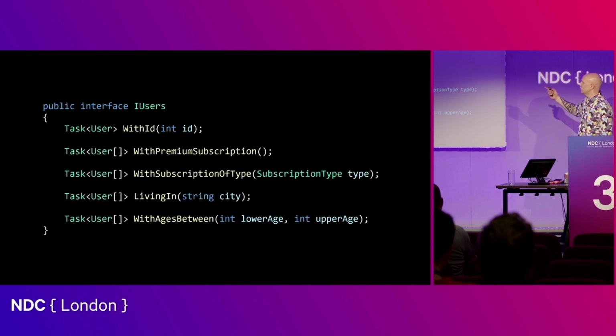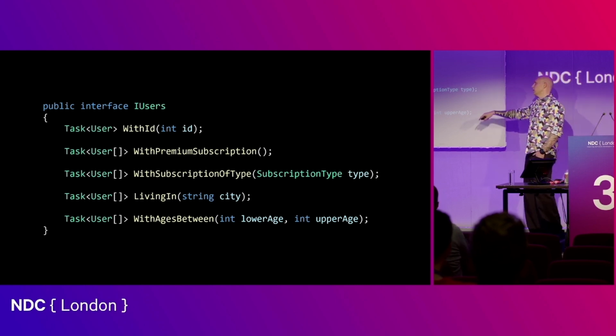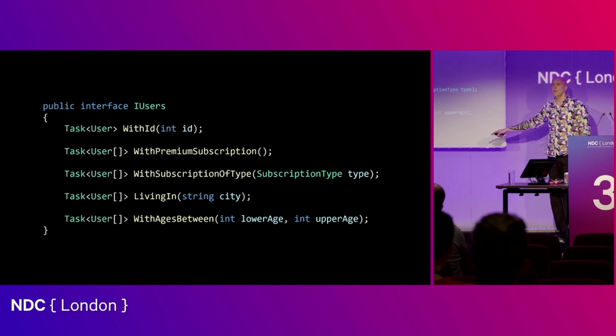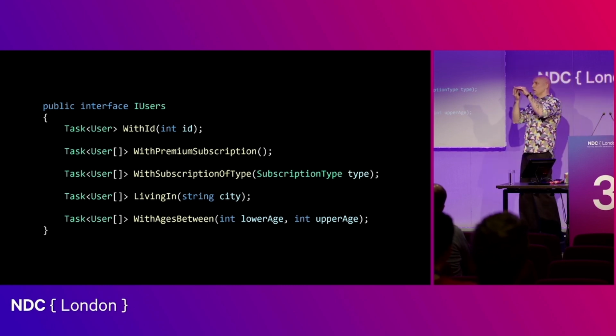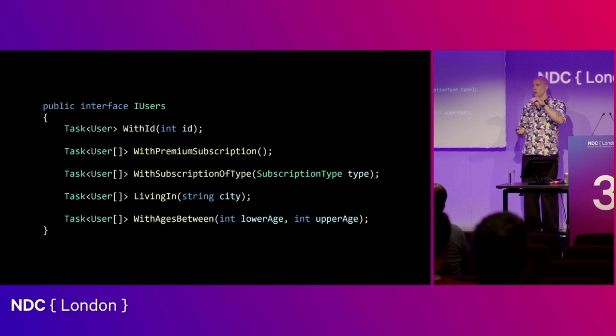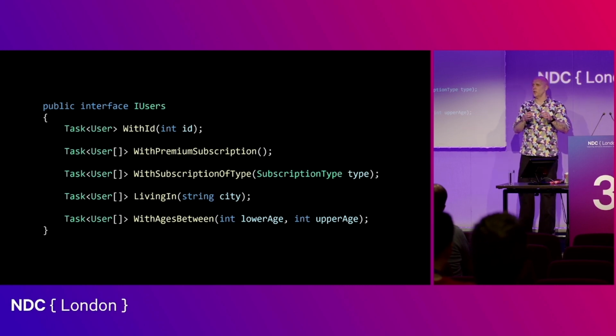And then my IUsers repository interface becomes with things like with ID, with premium subscription, with subscription of type, living in city, with ages between, which just reads nicer when you end up using it. Yes, it looks weird in the actual interface, but nobody is going to look at the actual interface. Everybody is going to look at when you use the interface and you press dot, what's going to come out in your IntelliSense, because we all depend on that thing folding out. And if that comes out and says with premium subscription, it's pretty obvious that you are going to get users with premium subscriptions. Ta-da! That's what I want.